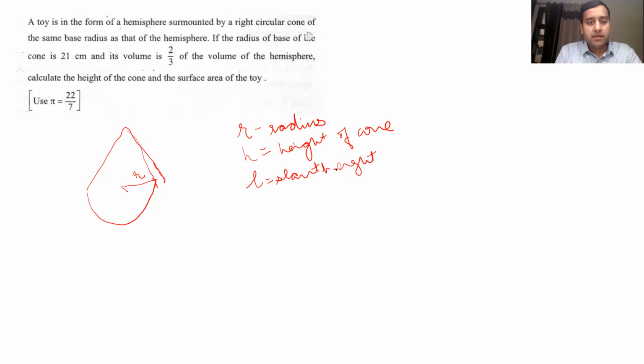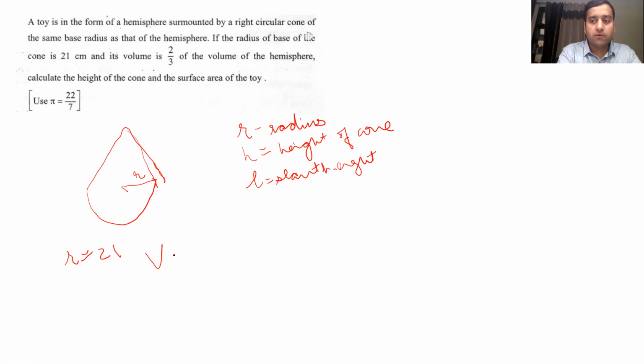Okay. Now it is saying R is 21 till now. If the radius of the base of the cone is 21 centimeters and its volume is 2/3 of the volume of the hemisphere, calculate the height of the cone and the surface area of the toy. There is a condition given: the volume of the cone is 2/3 the volume of the hemisphere.